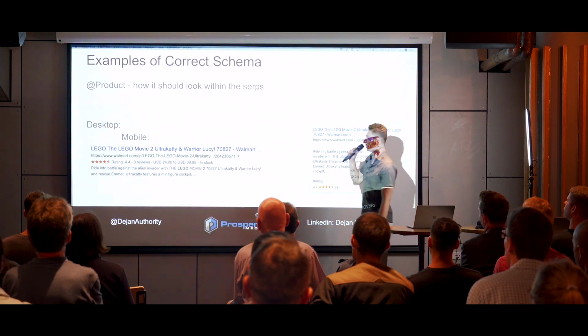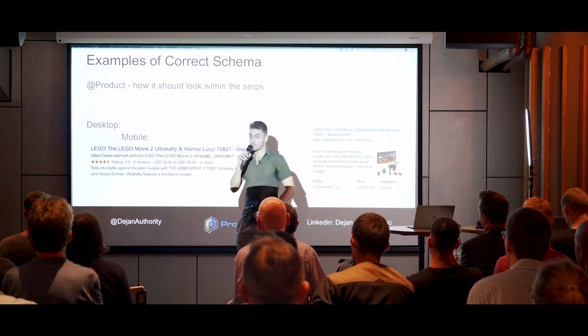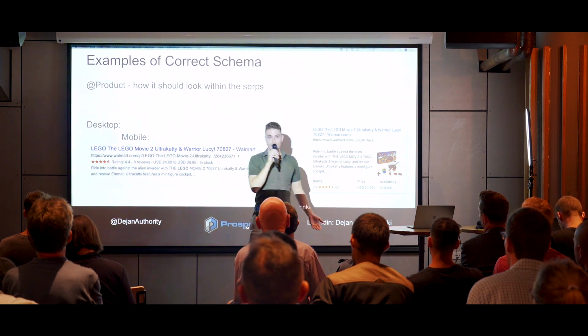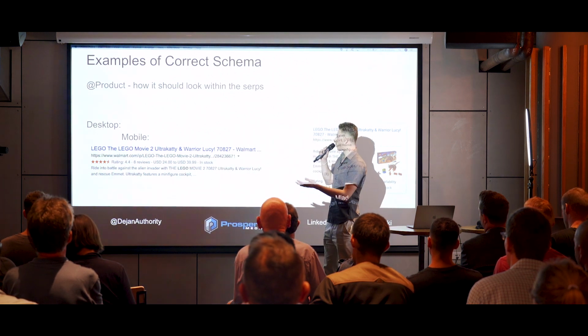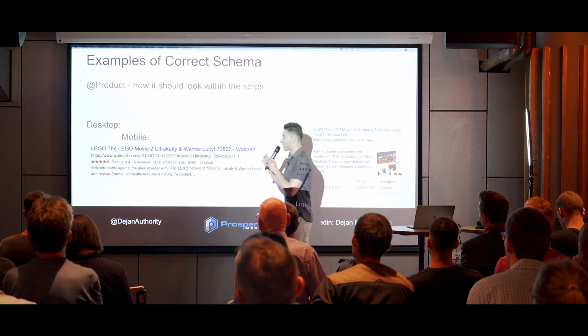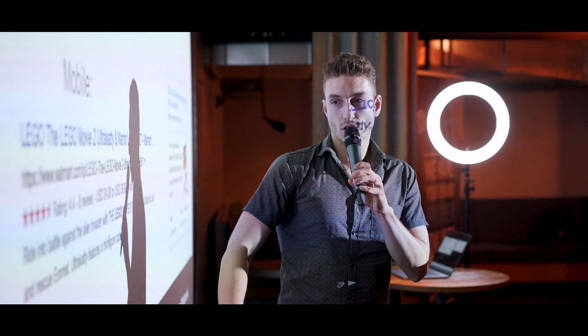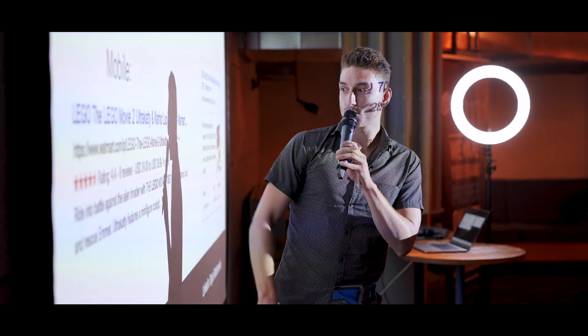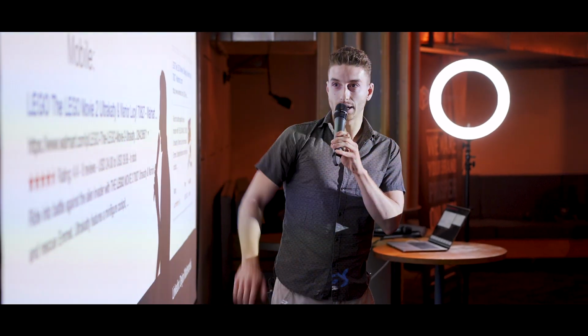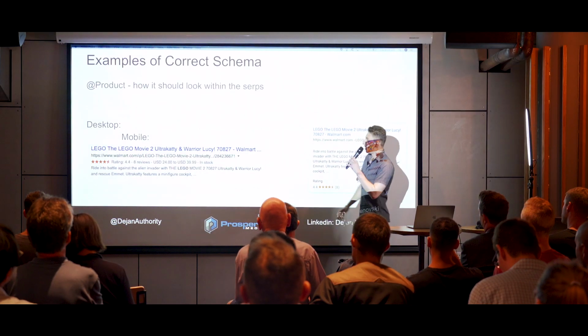All right, product schema. Product schema is huge. It's probably one of the biggest schemas used, particularly in e-commerce SEO. This is what it looks like when done correctly. I've used the Walmart example. You've got the aggregate rating, the amount of reviews, the price range, and the availability. That's what it looks like on a desktop.